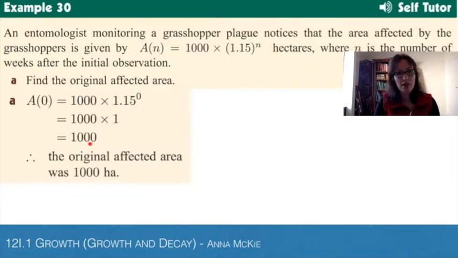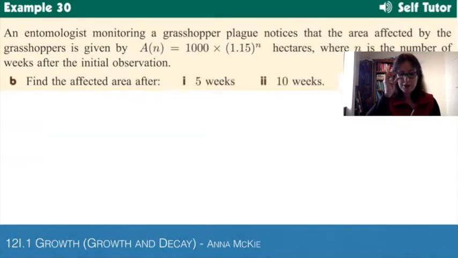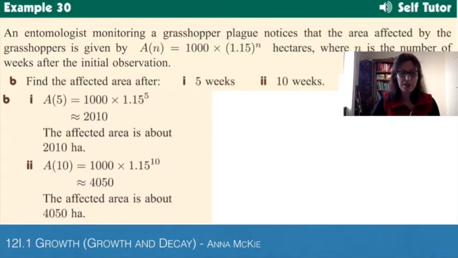Don't just leave it as 1,000, make sure you put the units and usually a sentence as well. Part B asked us to find the affected area after 5 and 10 weeks. So these are in place of our variable n, the number of weeks. So we're going to substitute that 5 in where we see an n, and as well for the 10.